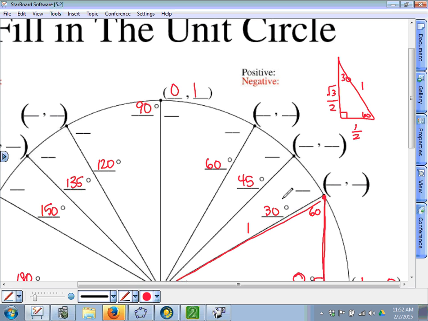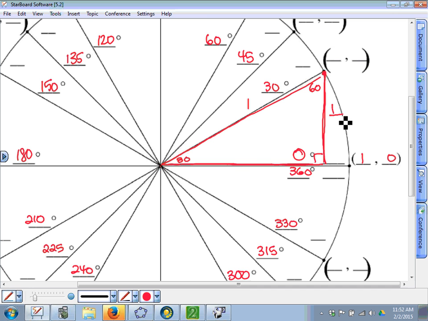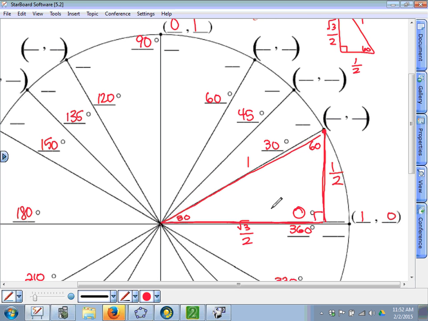Okay. So this triangle should be the exact same as this triangle now, right? Because this has a hypotenuse of 1, this has a hypotenuse of 1, and it's a 30, 60, 90. You guys with me? Yeah. So then the smaller side should be 1/2. The other side should be the square root of 3 over 2. This triangle matches this triangle, yes?